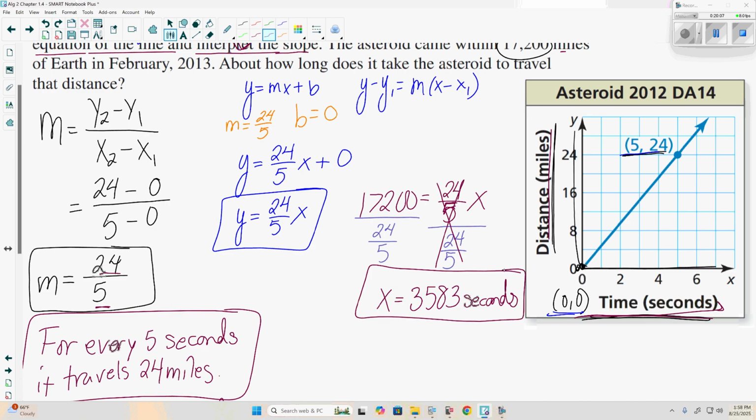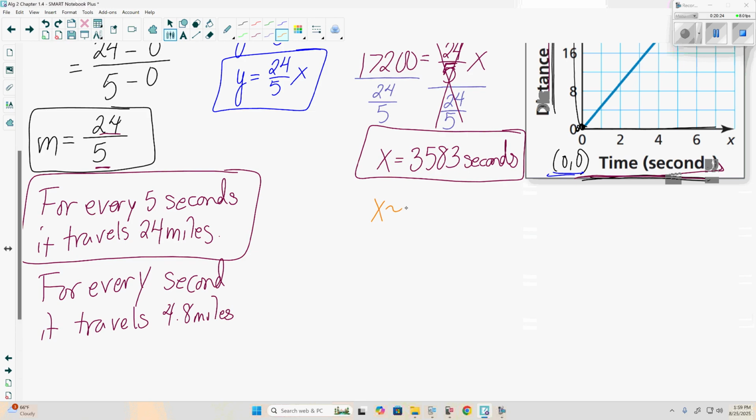So how long does it take it to travel 17,200 miles? 3,583 seconds. Now, it didn't ask for this, but if we did approximate this, it would be a little shy, but it'd be about 1 hour. It's actually 17 seconds short of 1 hour, but I would say that's close enough to say 1 hour.